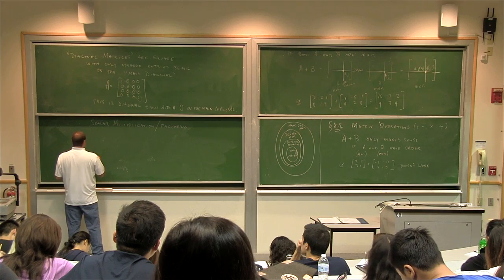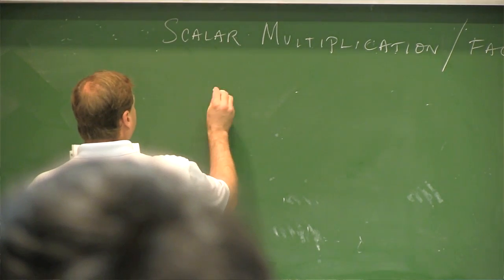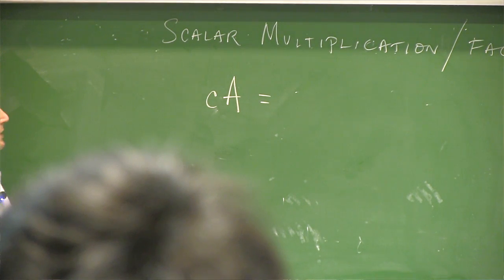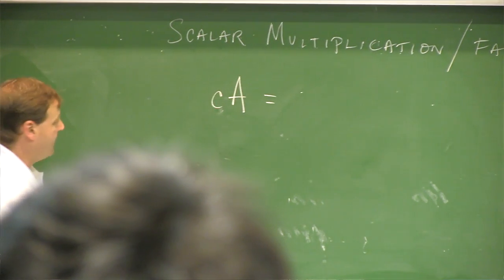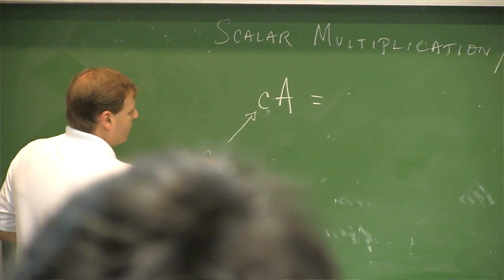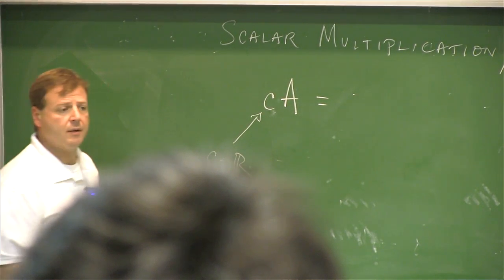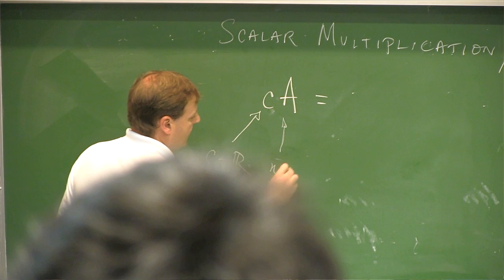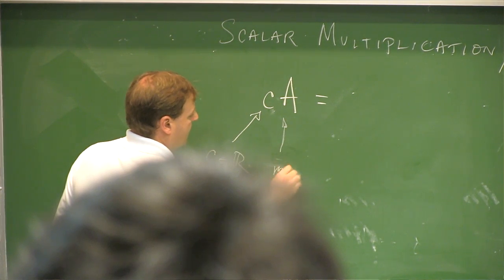Okay, so what's an example of that? If I have cA, now notice the notation here. I'm using a small c. This indicates that we're talking about a real number here. And then A is a matrix, say an n by n or m by n. We can have anything here.